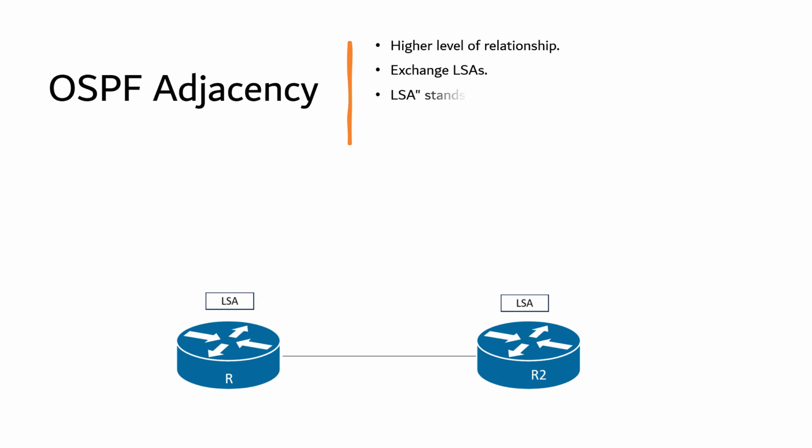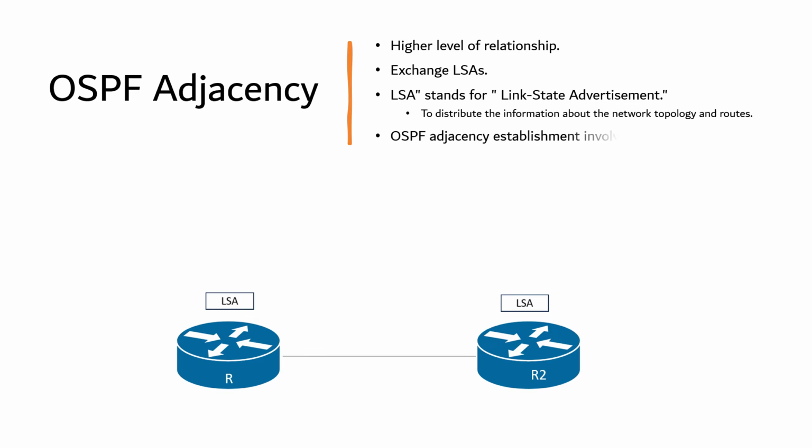LSA stands for link state advertisement. It is used within the OSPF routing protocol to distribute information about network topology and routes. The process of OSPF adjacency establishment involves multiple states in the OSPF neighbor state process.